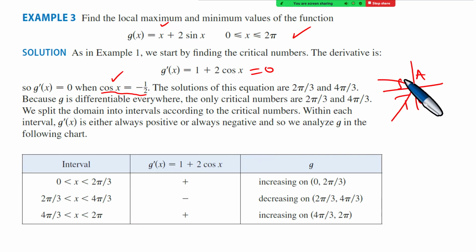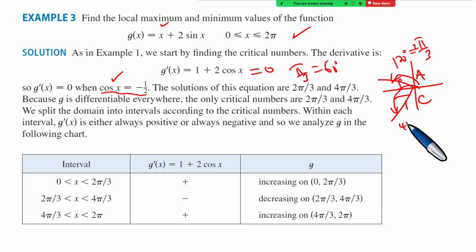And now we have 2 pi over 3. Because pi over 3 radians is 60 degrees, this one is going to be 120 degrees. But we also have the 4 pi over 3, which is 4 times 60, and 4 times 60 is 240 degrees. So 240 degrees sits here. This is 120 degrees, which is exactly 2 pi over 3, and this one is 4 pi over 3, which is 240.